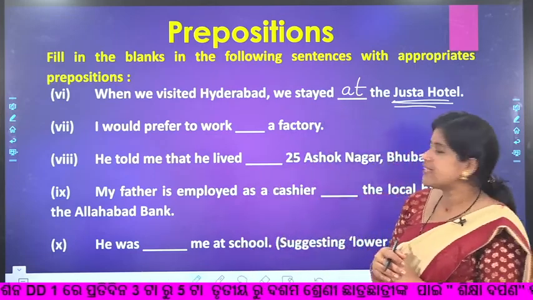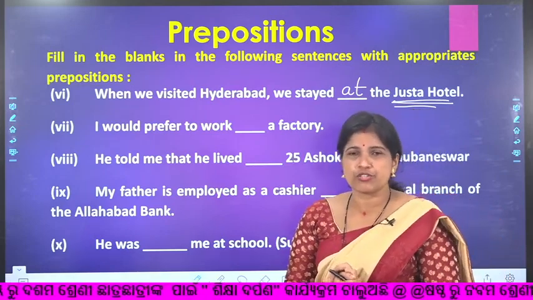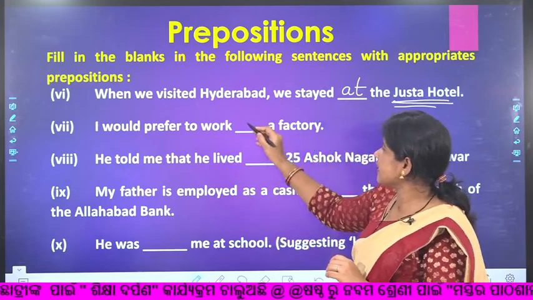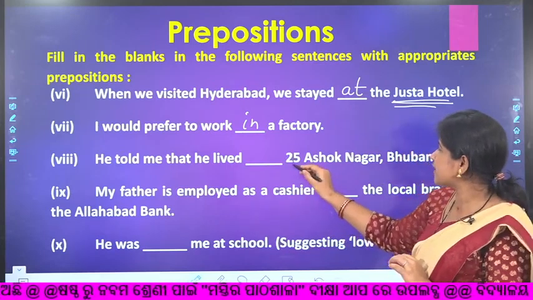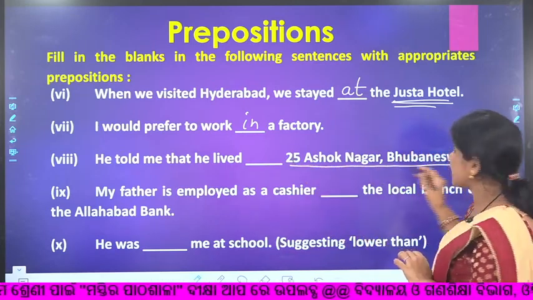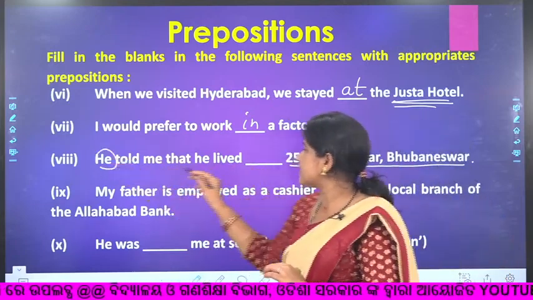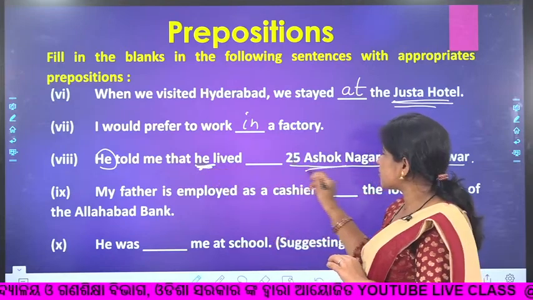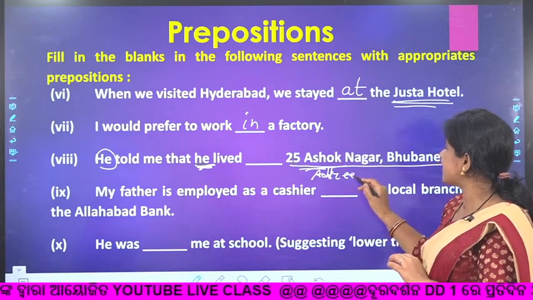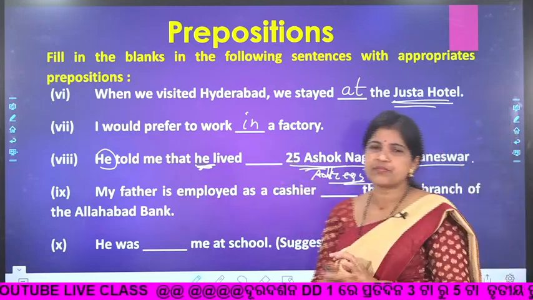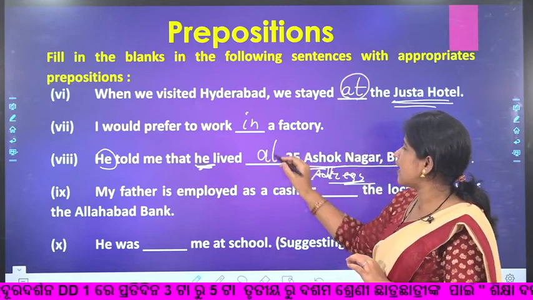I would prefer to work dash a factory. Factory is already given in your book. So, in a factory. He told me that he lived dash 25 Ashok Nagar, Bhubaneswar. So, again the specific address is given. Where did he live? Here. So, this one is the address. So, if the address is given, then what to use? As we have already used here, again use at.